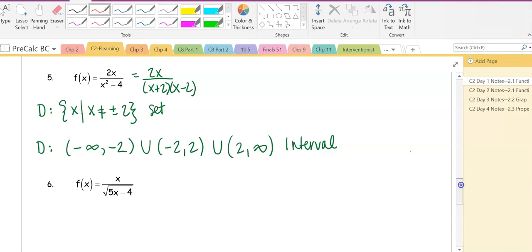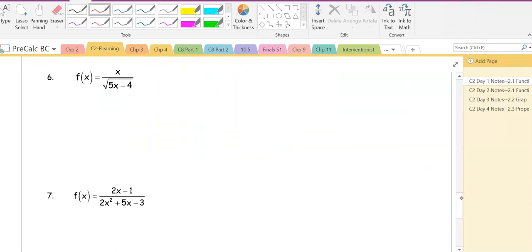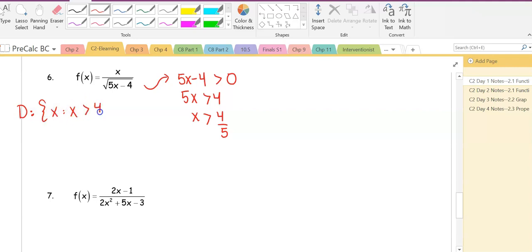Next, we have a square root in the denominator. So for this one, you should know that 5x minus 4 has to be positive, right? It also has to be greater than 0. It has to be greater than 0 because we're in the denominator. So we'll just go ahead and solve this. And we get x is greater than 4/5. So in your old set notation, you would just say x such that x is greater than 4/5. Cool. And for interval notation, you would say x has to be greater than 4/5. So we would say x can be anything from 4/5 to infinity. Okay?